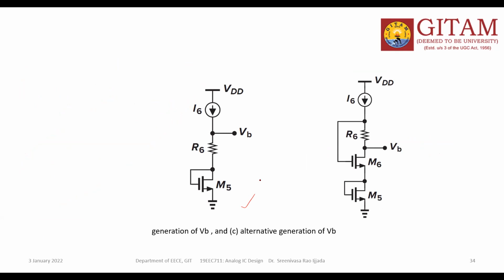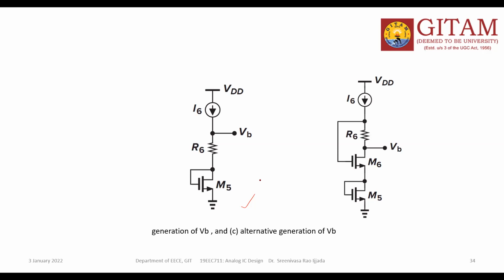So, generation of VB. How to generate the VB? See, this is my configuration. I6 is the current source, R6 is a resistor, M5 is a transistor, and this is direct connected. Once again, VB should be generated, and that VB should be connected to this one. We will see it later.